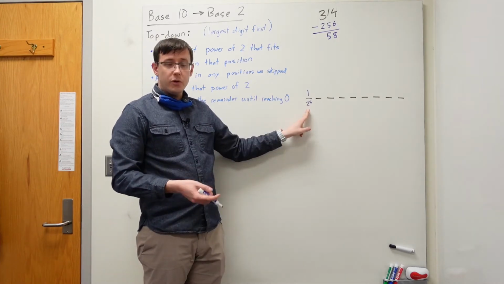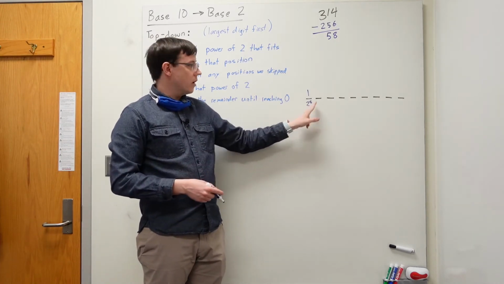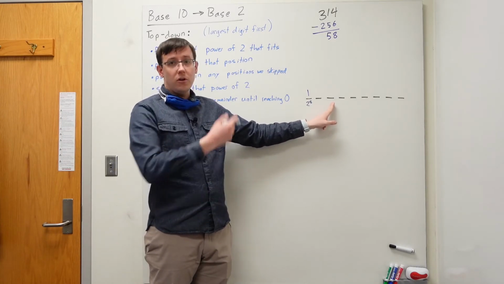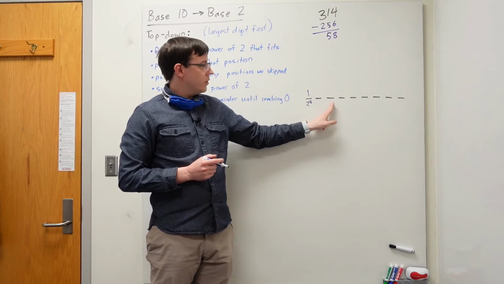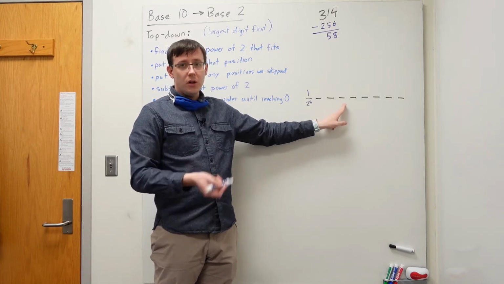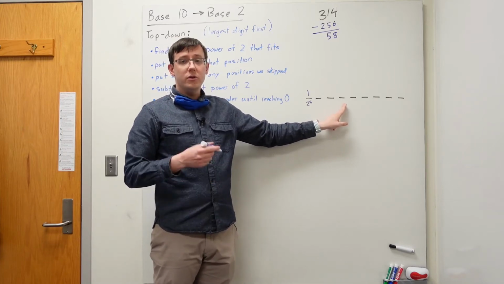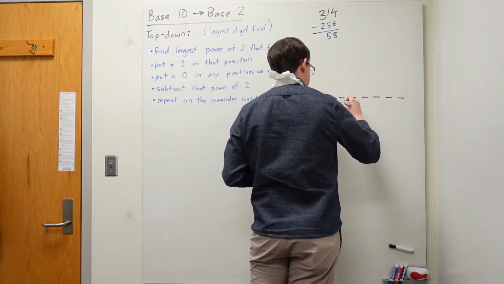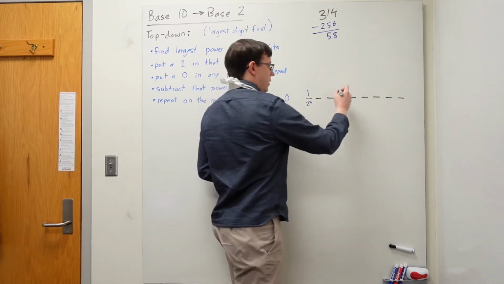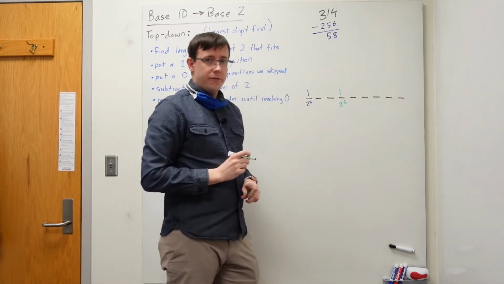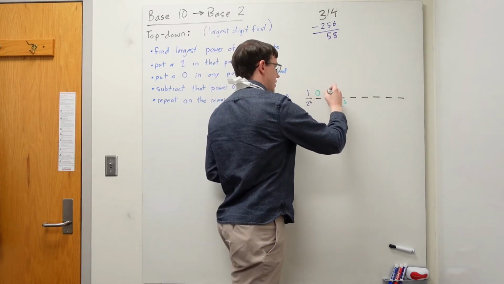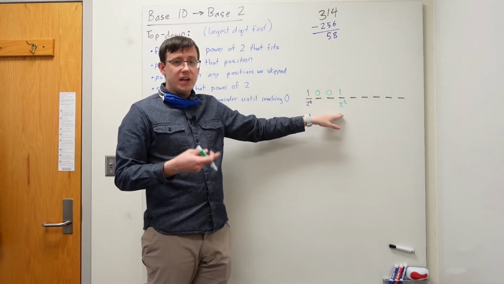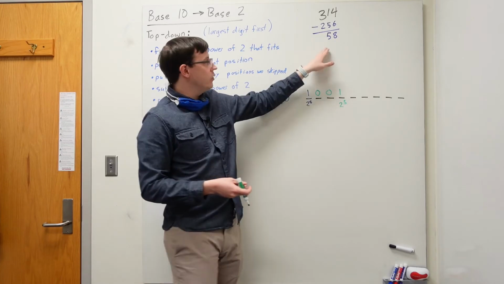The next powers of 2 smaller than 2 to the 8th are 128 and 64. Those are both larger than our remainder. And so the next power of 2 that's smaller than 58 is 2 to the 5th, or 32. So we'll put a 1 in the position for 2 to the 5th, and we'll put zeros in the positions that we skipped. And now that we have a 32 in our binary representation, we should subtract off 32 from our remainder.